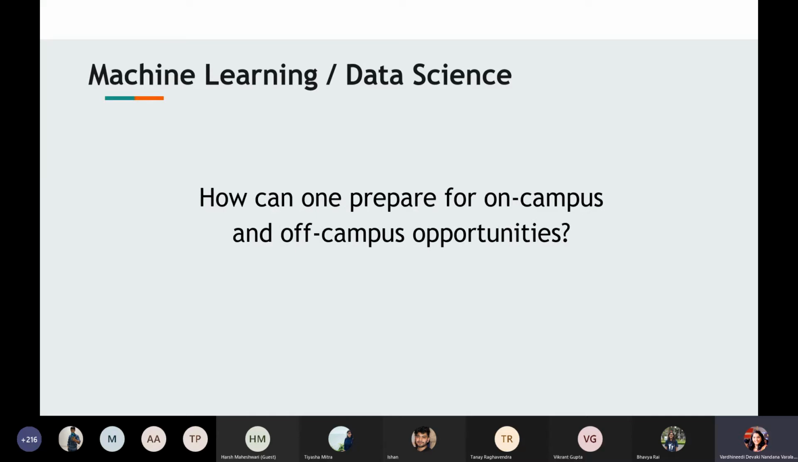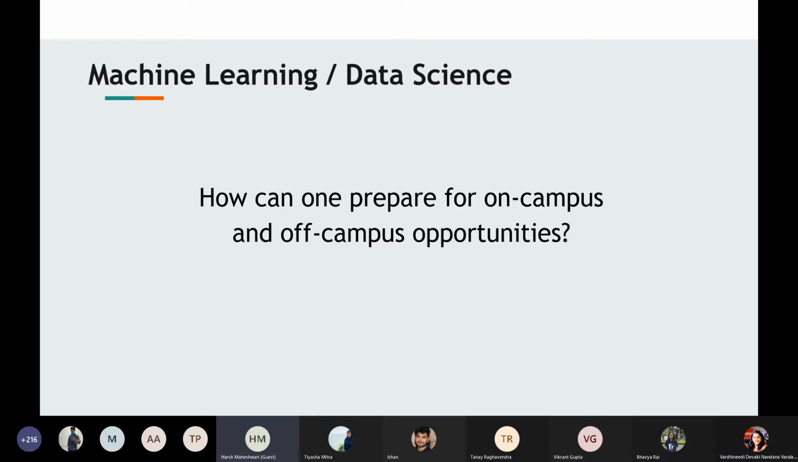So how can one prepare for on-campus and off-campus opportunities? So, preparation strategies and preparation tips for the opportunities. Okay, this is going to be a little bit more lengthy answer, because it is the most important one. There are two stages to this. First of all, getting an interview call, and second, once you have an interview call, then start preparing for the interviews. I'll first discuss preparing for the interviews.